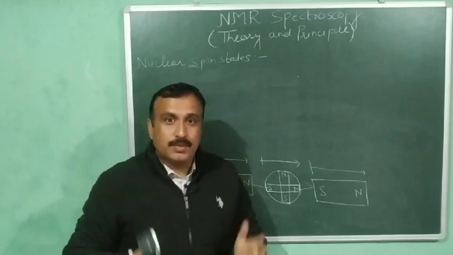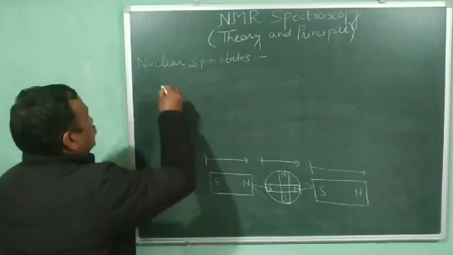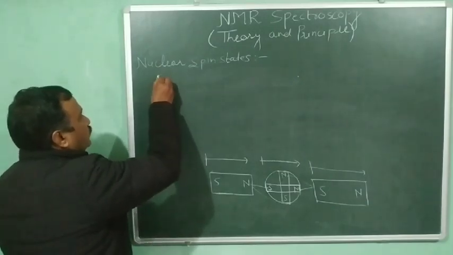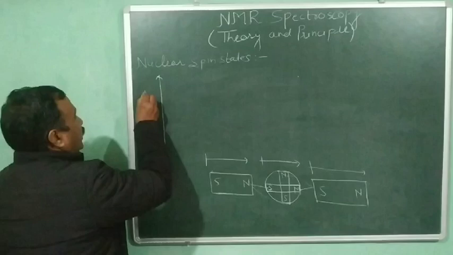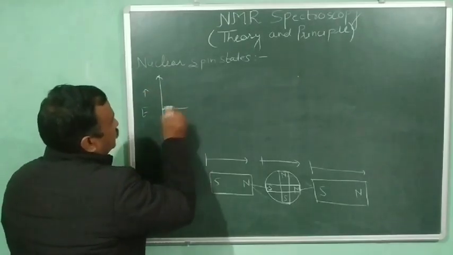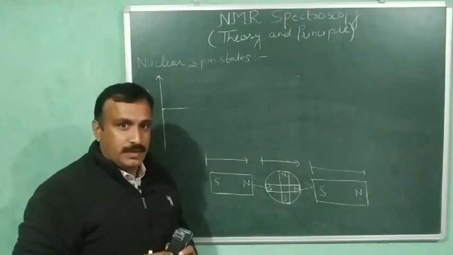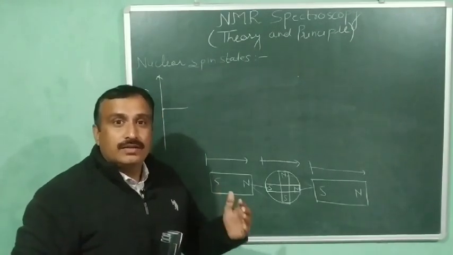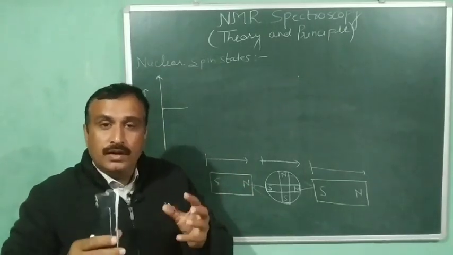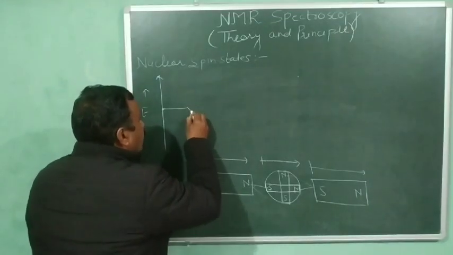So let us represent it with the help of an energy diagram here. Okay, so along this direction we have energy, and this is the energy of the proton in the absence of the magnetic field. And as I said, when the external magnetic field is applied, its energy will fall or it will be stabilized. So its energy will decrease like this.